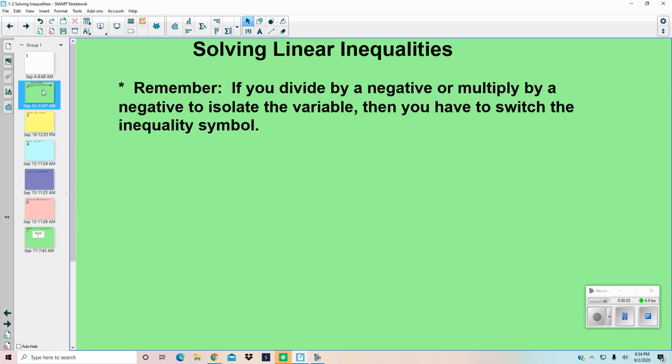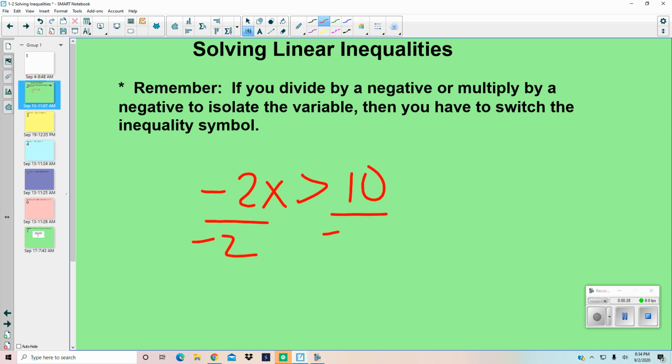Folks, today we're going to be solving linear inequalities. The thing to remember when solving an inequality is if you have to divide by a negative or multiply by a negative to isolate the variable, then you have to switch the inequality symbol. In other words, if I have negative 2x is greater than 10, and I want to solve for x, I divide by negative 2. I need to switch this to less than now. So x is going to be less than negative 5.